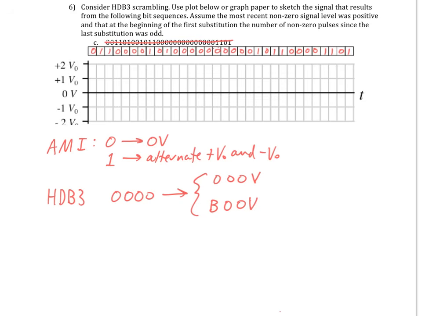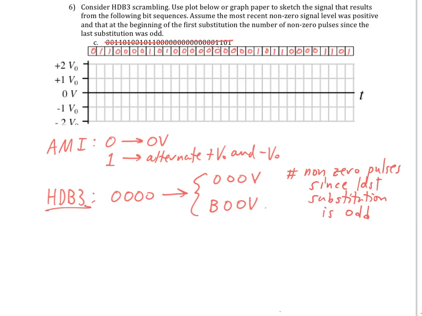If the number of non-zero pulses since the last substitution, meaning an HDB3 substitution, is odd, then we use the first one, and we use this one if it's even. Okay, and so I hope that this example will give you an example of each.